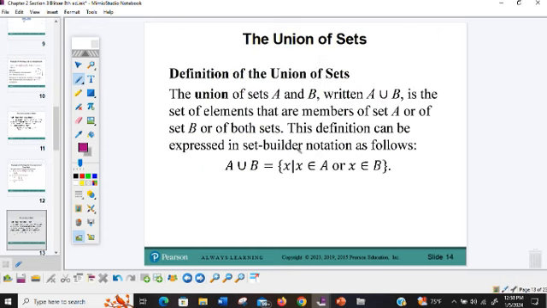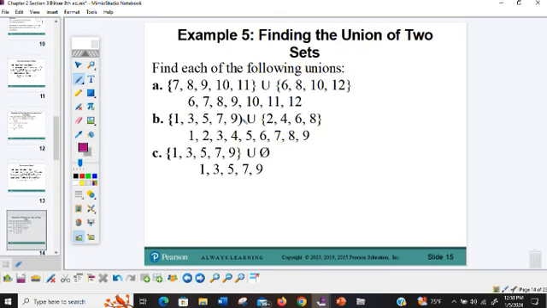Now let's talk about union. Union means it has to be in A or B. In other words, you're just putting them together. We're not talking about what they have in common. It's everything. It's X such that X is an element of A or X is an element of B. That little symbol means or. So let's look at this one. So we want to find each of the following unions. Here we have 7, 8, 9, 10, 11. Here we have 6, 8, 10, 12. When you put those all together, you are left with 6, 7, 8, 9, 10, 11, and 12.